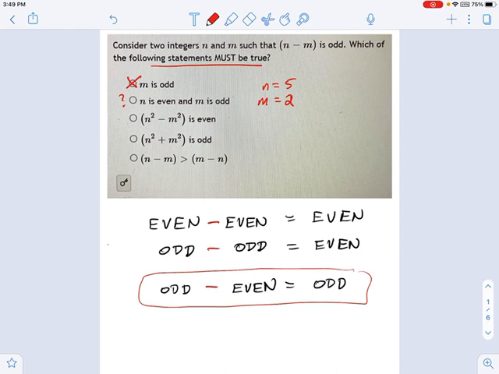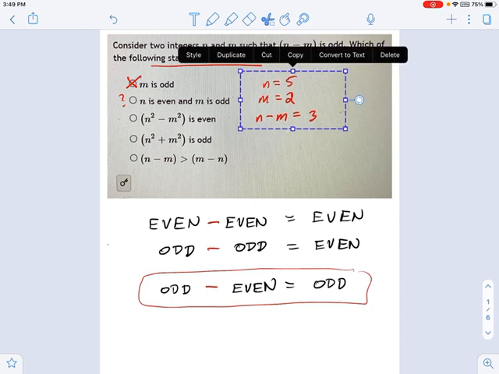And yet, if I do n minus m, look what I get. N minus m equals 3. So this statement is very sneaky in that, yes, that would produce an odd result, but it's not necessarily true that n is even, m is odd. It could be the other way around. It could be n odd, m even. That's the sort of thing you have to watch out for here.